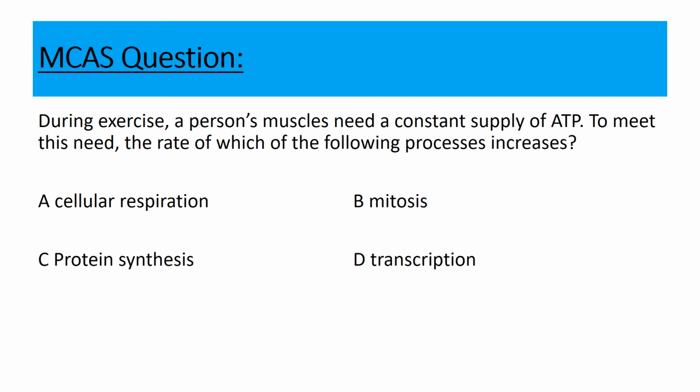During exercise, a person's muscles need a constant supply of ATP. To meet this need, the rate of which of the following processes increases? Well, which of these processes produces ATP, adenosine triphosphate? The answer is A. Cellular respiration is the process that produces ATP, although we noted glycolysis and fermentation also produce ATP.